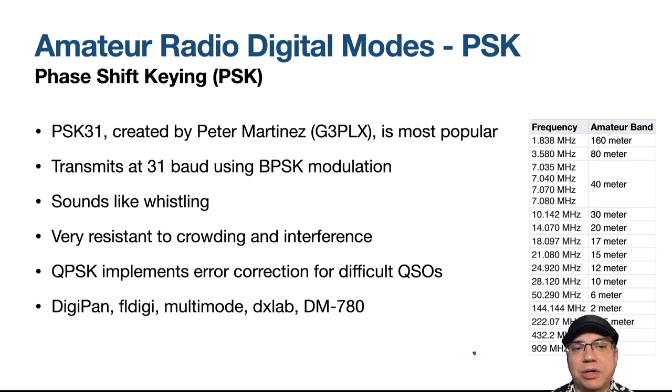Some of the modes here are very resistant to crowding interference, which means you're more likely to make a QSO. It's not quite as bad as RTTY. And some of the modes even have error correction. Error correction is great because it helps you get a better signal, and the system at least knows when an error has been received and how to correct it using the encoding that it has.